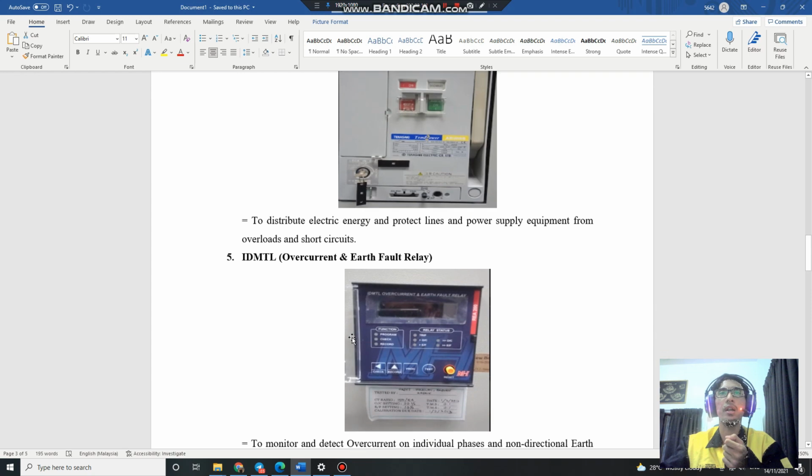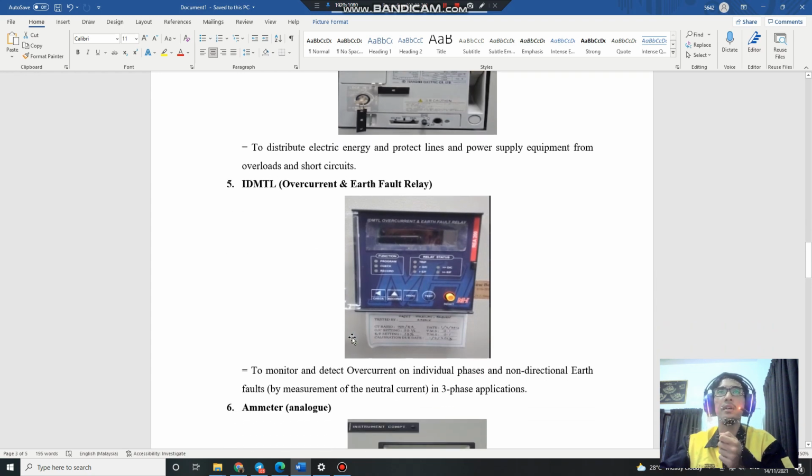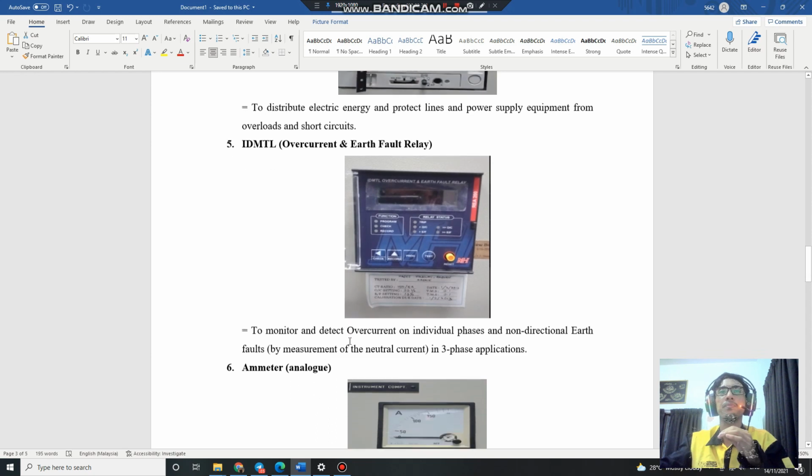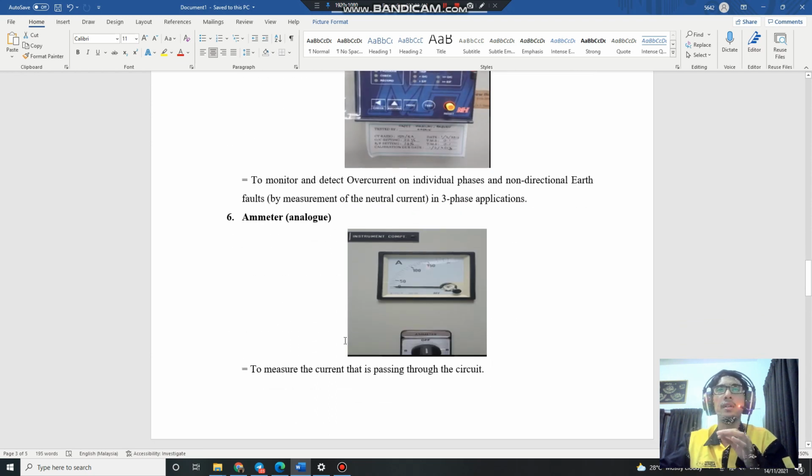Then the overcurrent and fault relay, used to monitor and detect overcurrent on individual phases and non-directional faults. It is used for three-phase applications, so the overcurrent and fault relay will use these components. And then the ammeter. The ammeter is for reading the current passing through the circuit, so the reading we record in the table as our result.